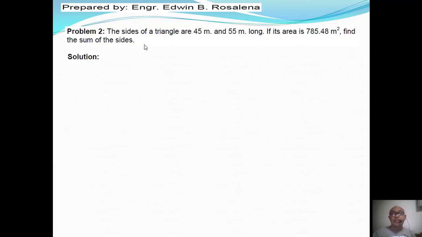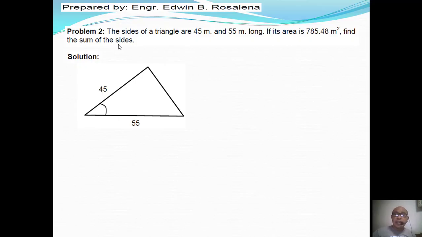Okay. So, we are given a triangle with two given sides, 45 and 55. And we are given the area. And the question is, find the sum of the three sides. So, we are given already two sides. We lack one side, this side. So, if we can solve for this side, then we can easily sum up to solve for the requirement.